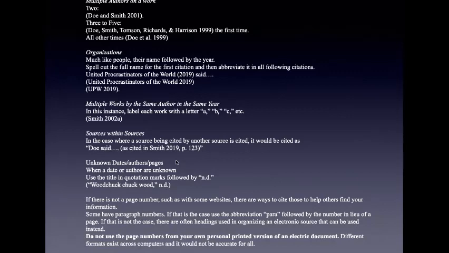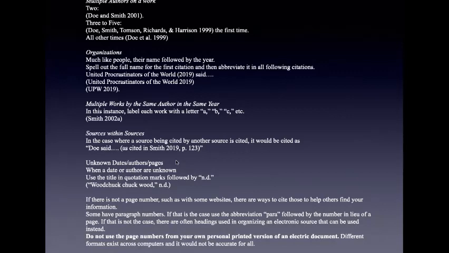And if it's a long name, you would use their name the first time and then abbreviate it the next couple of times. Now, if an author wrote multiple works in the same year and you're citing them in your same paper, you would differentiate them with a letter following that year. So Smith 2002A, Smith 2002B, and then there'd be times where your source will cite another source. So say Smith cited Doe, you would write it Doe said as cited by Smith, 2018, page whatever.